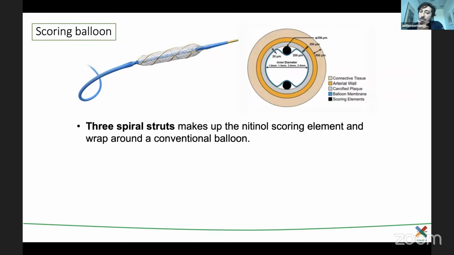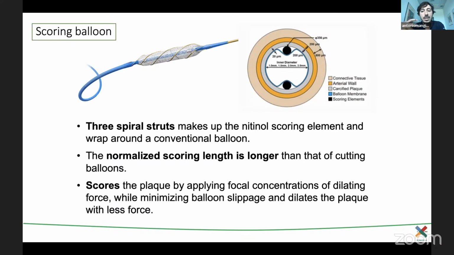And this is made from 3 spiral struts, made of nitinol scoring element, and they wrap around a conventional balloon. So this wrapping around, compared to the cutting balloon, helps to maintain the compliance with inflation at a high pressure. Usually they're available in different types and sizes. There's a big difference between different types of scoring balloon. I have to say that maybe the best one is the one from Philips, who has branded the new scoring balloon, which has a better trackability inside calcified anatomy.